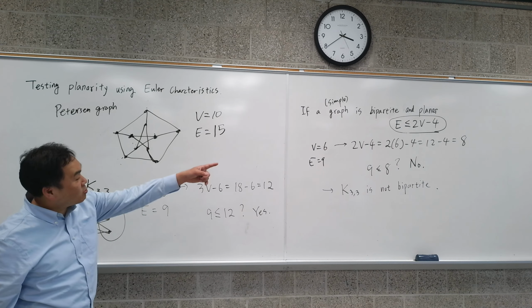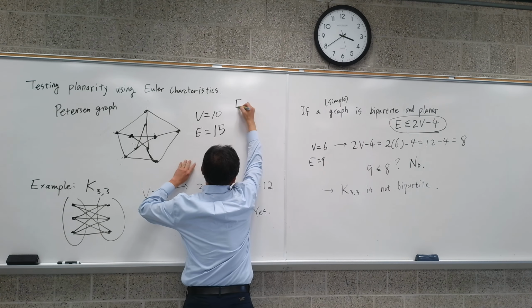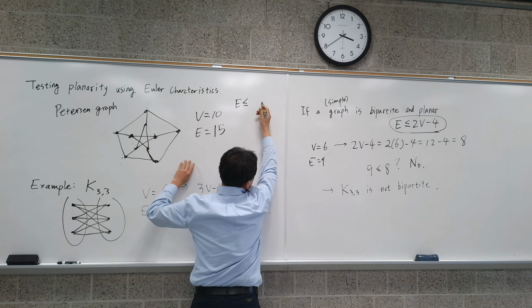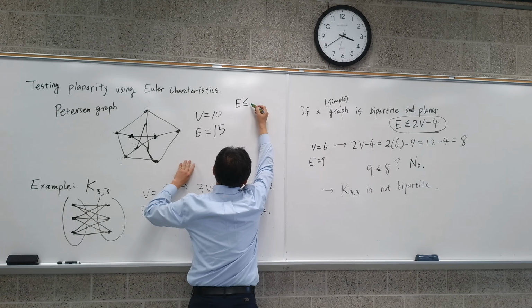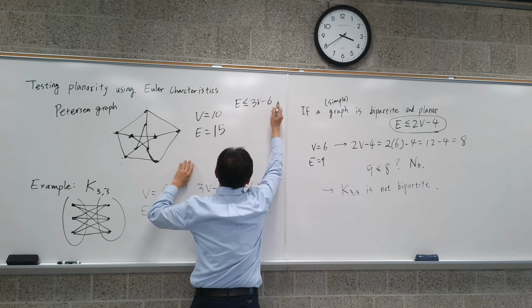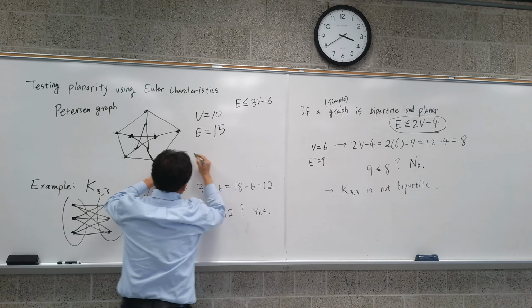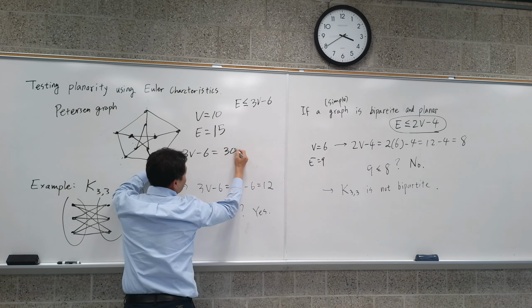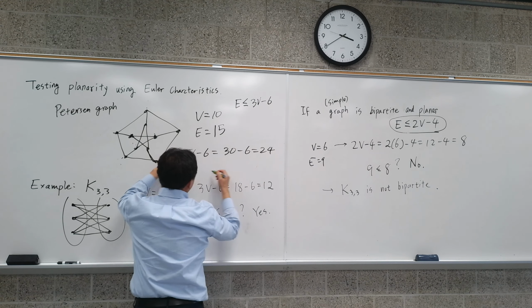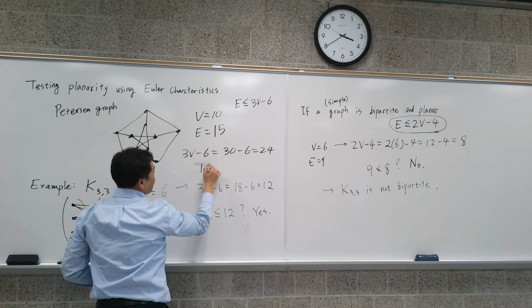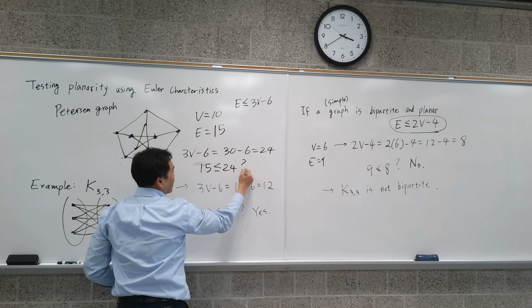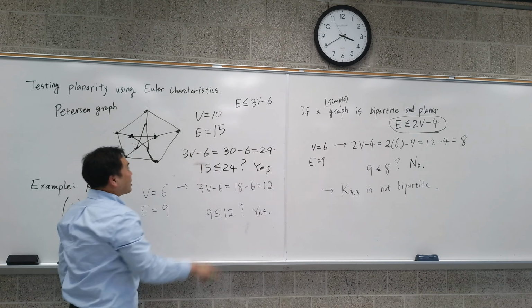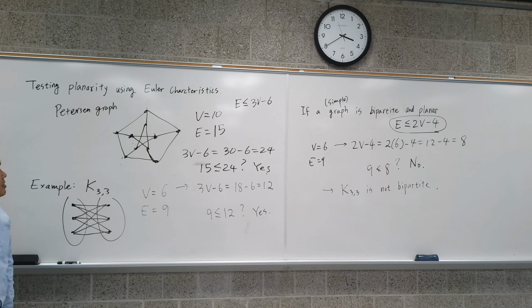Now, because we can't use that one, we have to go with the older version, which holds for any simple graph. A simple graph should satisfy e ≤ 3v − 6. If you calculate 3v − 6, it's 3 times 10, so 30 minus 6, which is 24. And indeed, 15 is less than or equal to 24. So it doesn't violate that inequality, yet this one, we know that it's not planar.